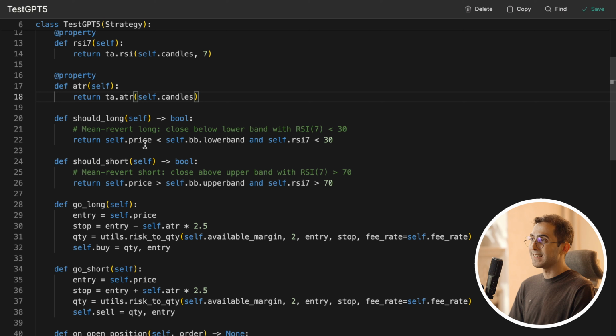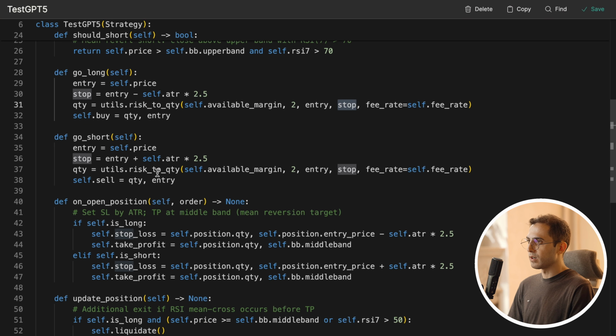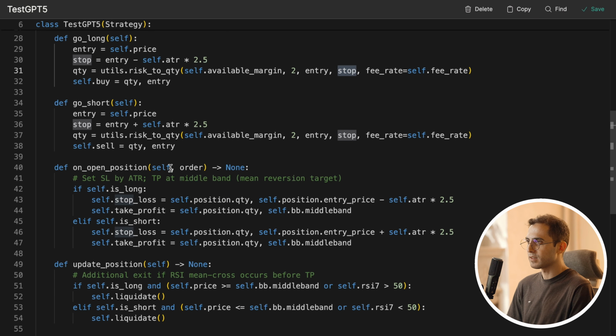Then it defined the entry rules. It's saying if the current price is below the lower band of the Bollinger Bands and the RSI 7 is below 30, you should go long. The opposite for short positions. And as for position sizing, it's saying the entry is the current price, the stop is the entry minus 2.5 times the current ATR. As for the quantity, it's using the risk_to_qty utility function, is passing the current available margin, 2% risk per each trade, the entry price, stop, and then the current fees of the current exchange, and then it's submitting the buy order. So it's doing the opposite for short position. So this is perfect typical strategy.